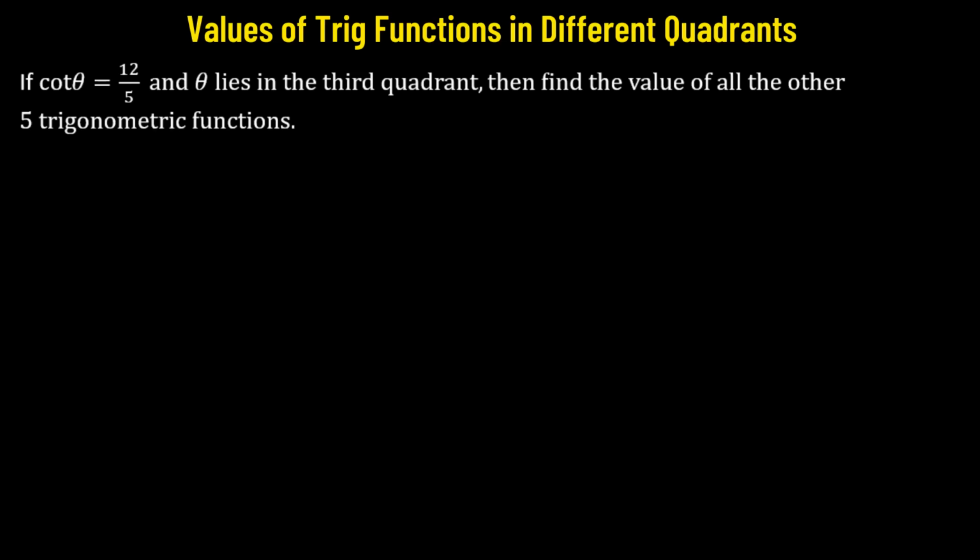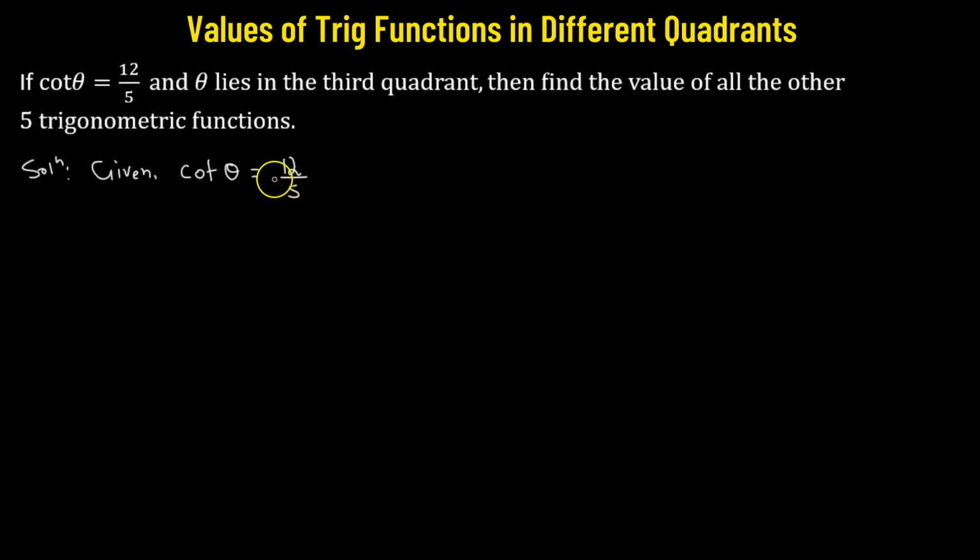So in this problem, we have cotangent of theta given by 12 over 5 and theta lies in the third quadrant. We need to find the value of all the 5 trigonometric functions. So let's begin. Here we are given the value of cotangent of theta. So cotangent of theta is equal to 12 over 5.